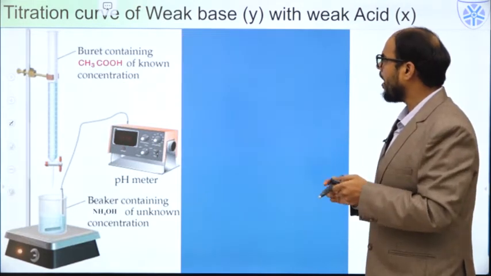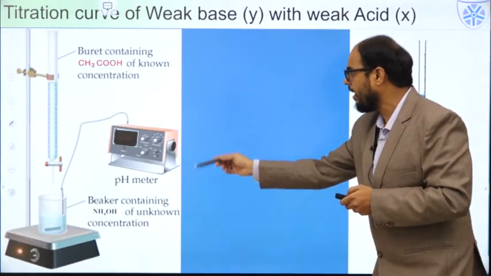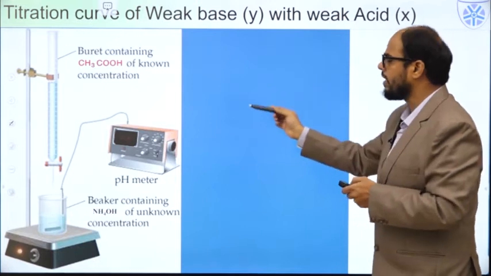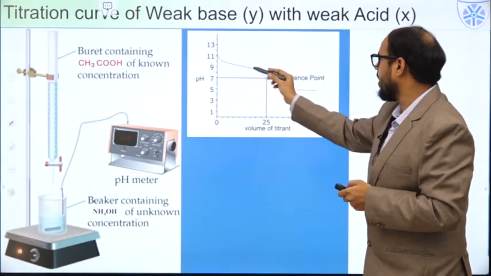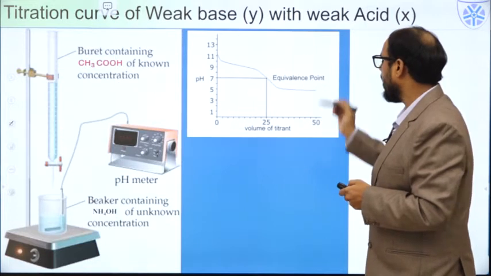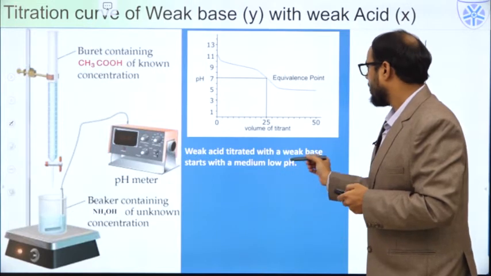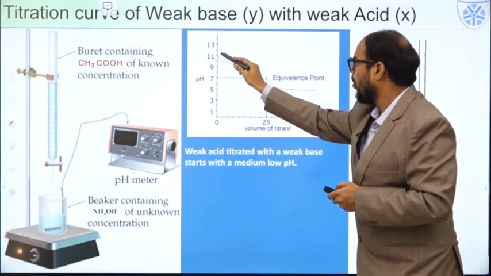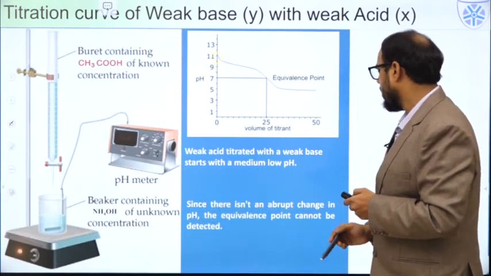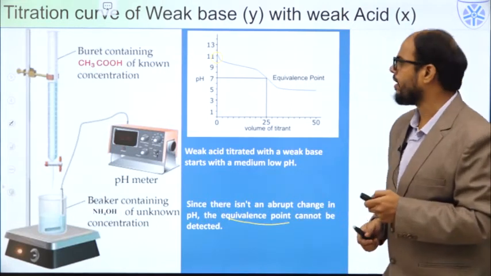Finally, we can also have the titration curve of a weak base, that is ammonium hydroxide, with a weak acid, that is acetic acid. This is the nature of the titration curve for a weak base with a weak acid. For a weak acid with a weak base, we start with a low pH value, and it is very difficult to find the equivalence point from the titration curve.